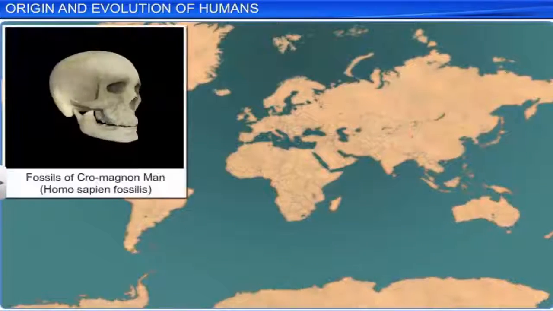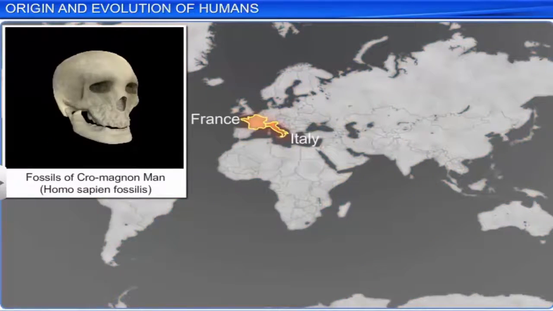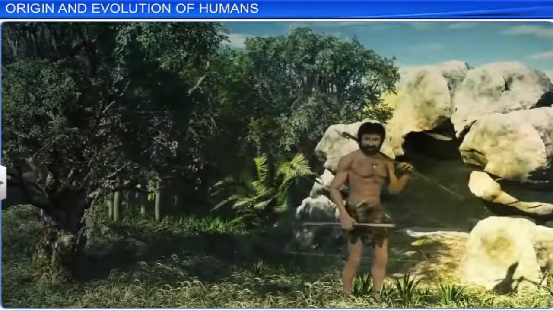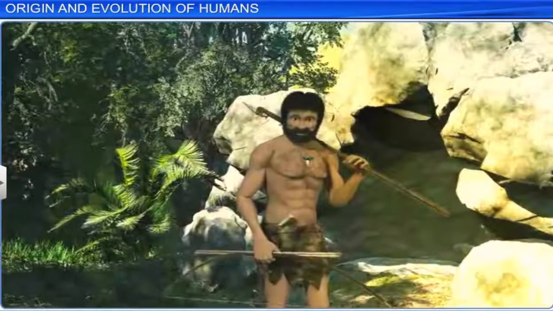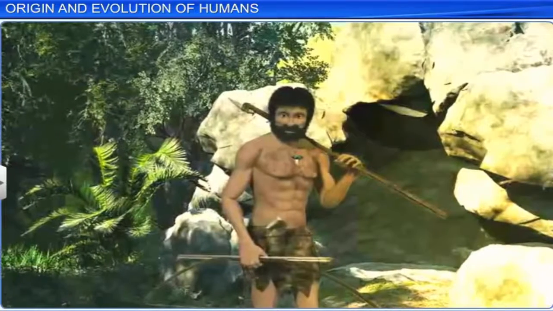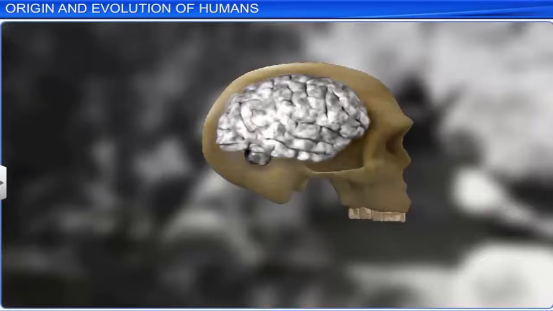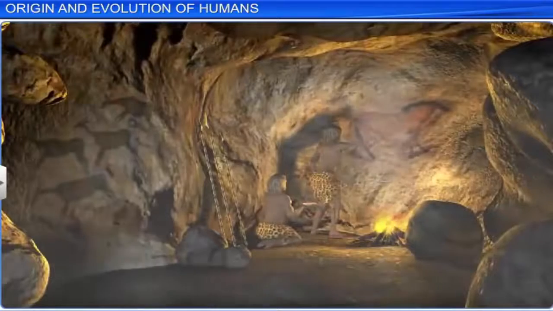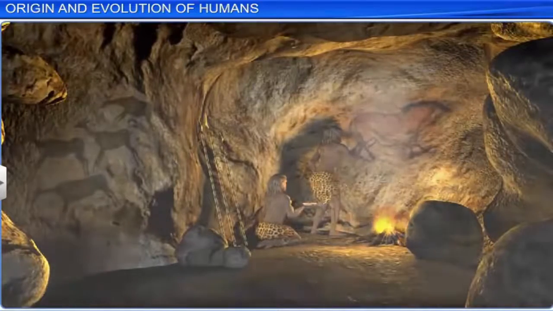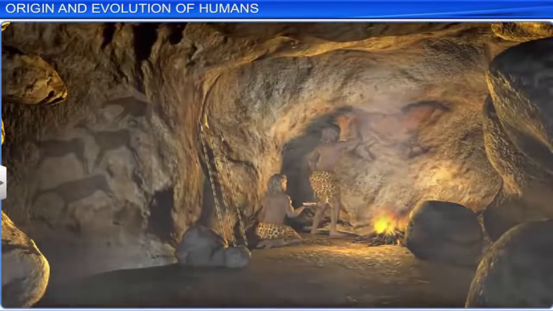Fossils of Cro-Magnon man were discovered from the caves of northwestern Italy and France. These fossils suggested that the Cro-Magnon man had evolved between 20,000 and 50,000 years ago during the last glacial period. Their brain capacity was about 1660 cubic centimeters. The members of Cro-Magnon species were cave dwellers, good hunters, and carnivorous. They did not have any knowledge of agriculture and domestication of animals.